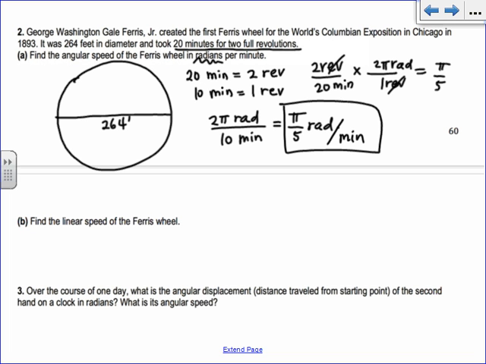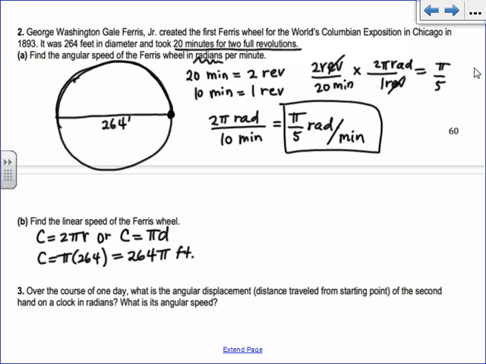So the linear speed, so we want to know how fast along the edge are you going? Okay, so we need to find the circumference whenever we talk about the linear speed. So our circumference is going to be 2 pi times r, or you could use another formula. What else could we use for circumference? What's 2r? Diameter, so we could do pi d. Okay, so in this case we get pi times 264, so 264 pi, and it's in feet. So let's find what it is in feet per minute.